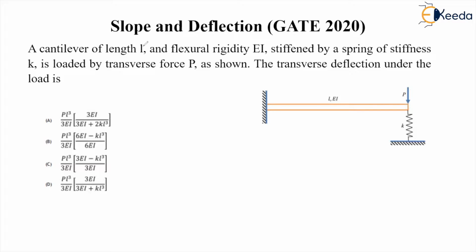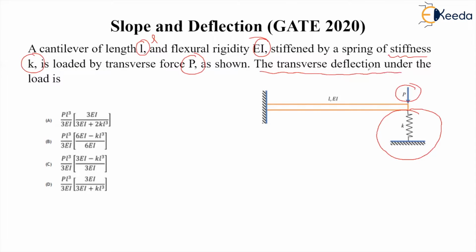The length of the cantilever is given as L, and EI is the flexural rigidity. The stiffness of the spring is given as K and the load applied is P. The P load is applied at the free end, and at the free end it is supported by this spring of stiffness K. And we have to find out the transverse deflection under this load.